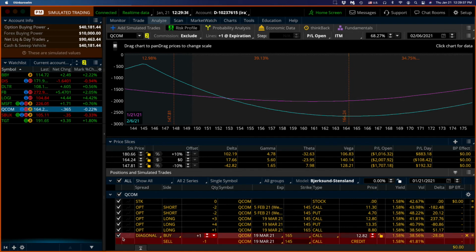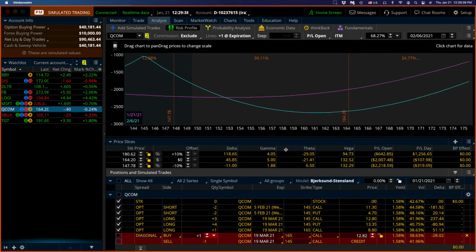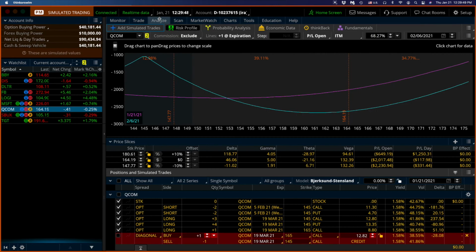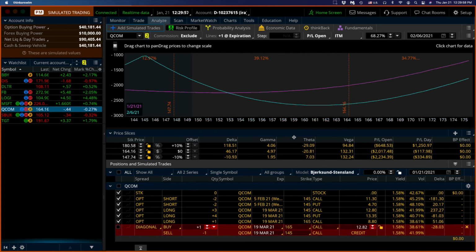Okay, let's move on to Qualcomm, February 5th. Here's where we are. Our deltas are 45. Let's take a look at the chart. I'd say it looks toppy right here. Earnings are coming up. We want to neutralize our deltas because of earnings. We are way over the smiley face, so think of it as a possibility of a strong move in either direction on earnings.